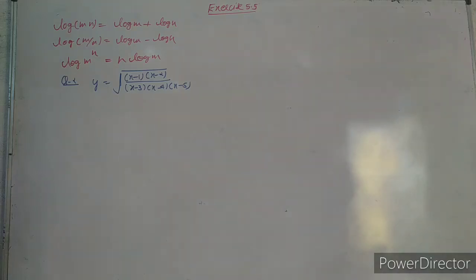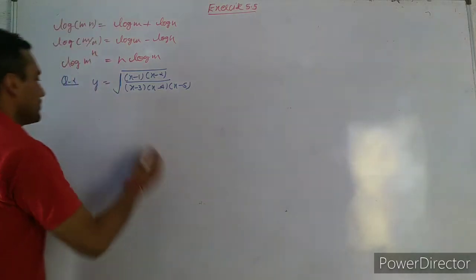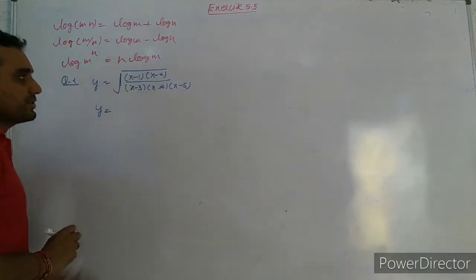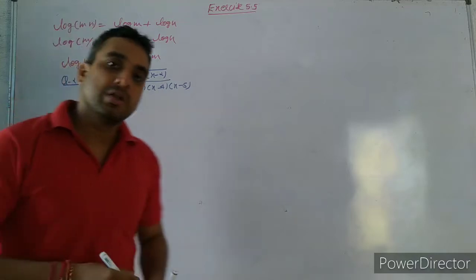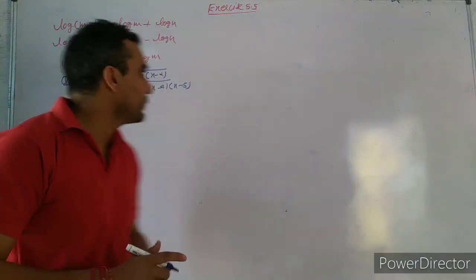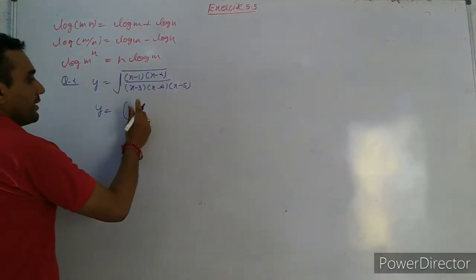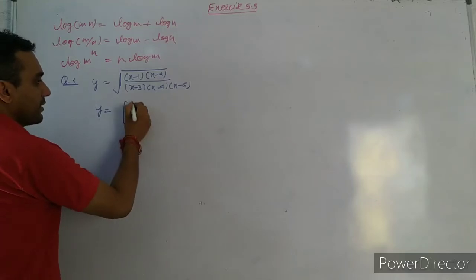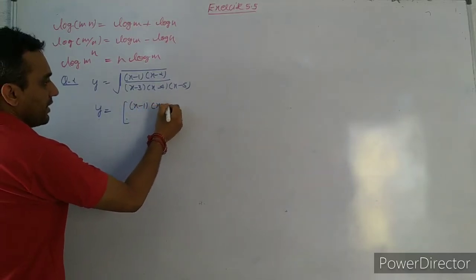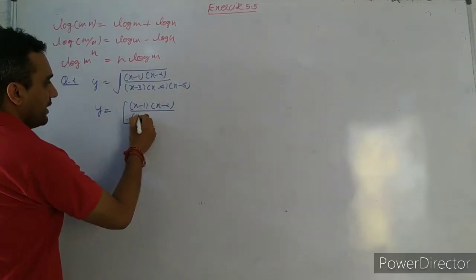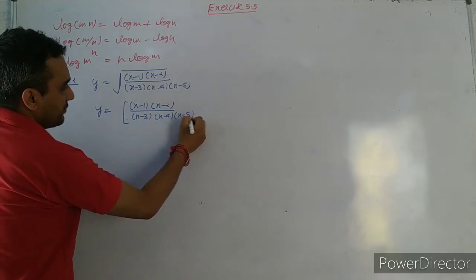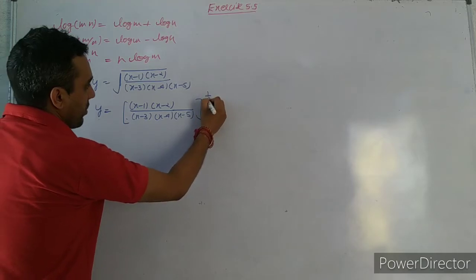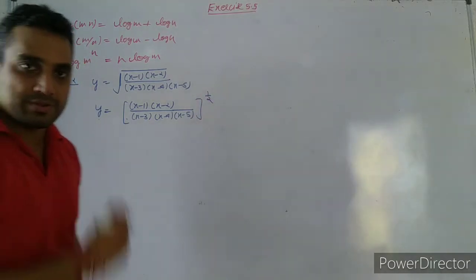In order to differentiate this function with respect to x, first of all, I will write this under root as the power. And we all know that under root means the power of the function is 1 by 2. So the function will be (x minus 1)(x minus 2) upon (x minus 3)(x minus 4)(x minus 5), to the power 1 by 2.